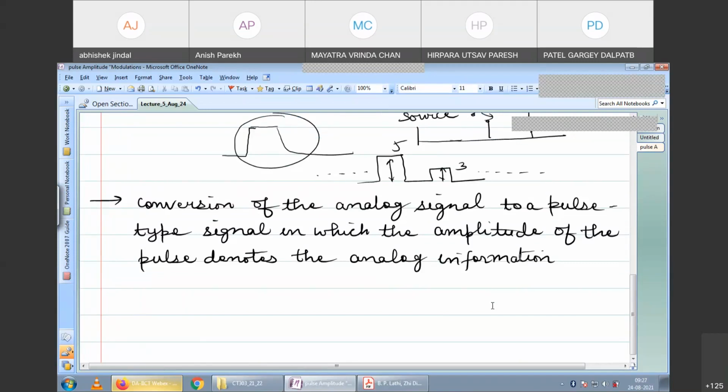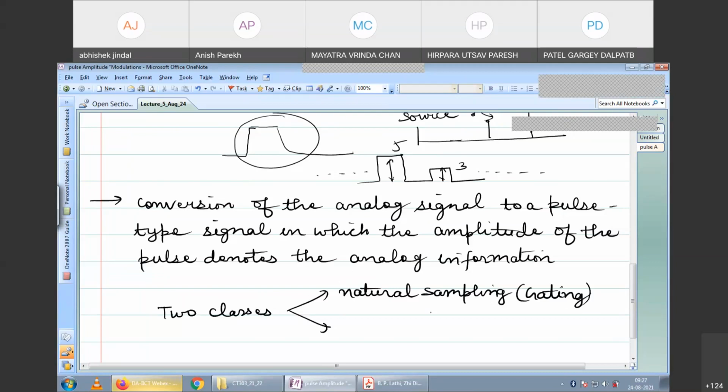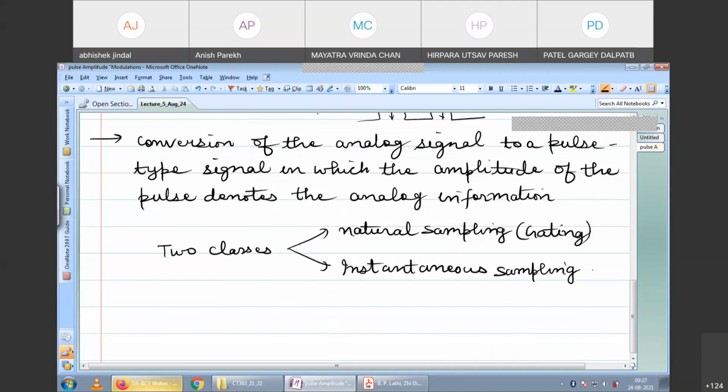We have two classes. One is natural sampling, which is also called gating. Another one is instantaneous sampling. We will study both, and then we will immediately shift to PCM. Instantaneous sampling, the name is instantaneous sampling to produce flat top pulse.